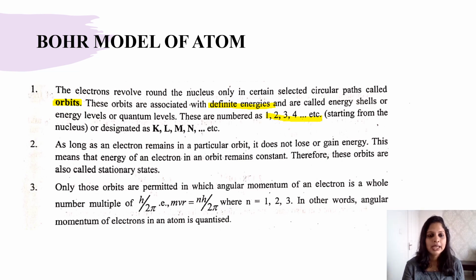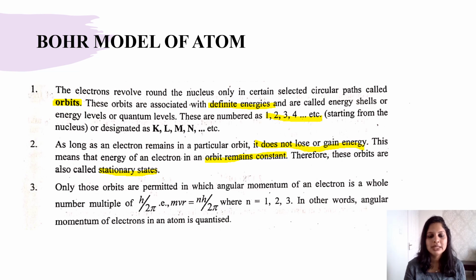And the next postulate is, as long as an electron remains in a particular orbit, it does not lose or gain energy. So as long as your electron is in that particular orbit, it is not losing or gaining any energy. That means the energy in that orbit remains constant. Therefore, we can call them stationary states as well. So this is the second postulate.